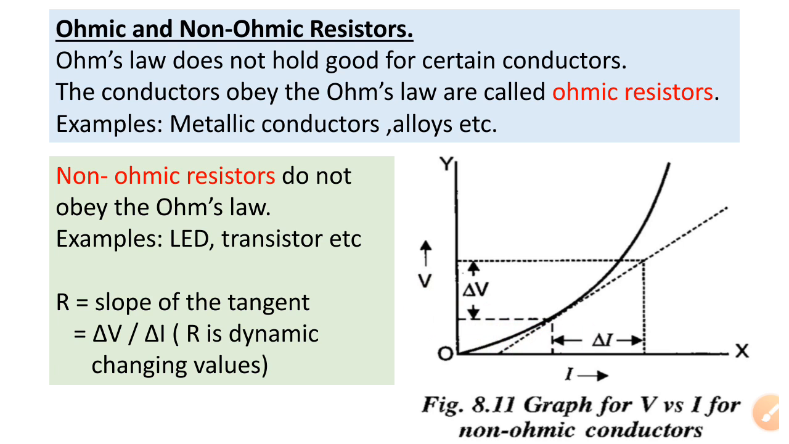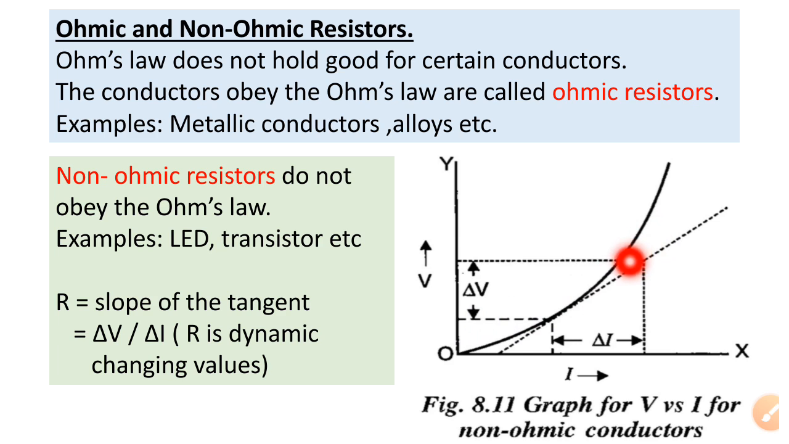So simply here, if we want to get the resistance, for a particular conductor, like the examples given: the conductor is LED, light emitting diode, transistor, junction diode. Solar cell is also one of the examples. So in those particular conductors, the voltage, that means the potential difference, does not vary directly with the current. So that's why we are getting a curve line here, not a straight line.